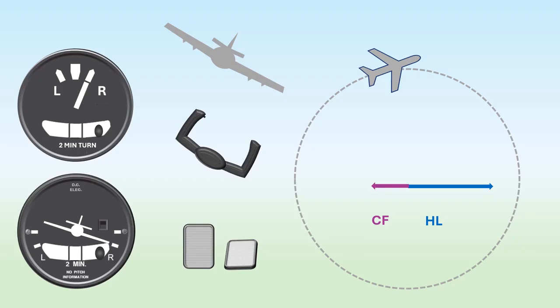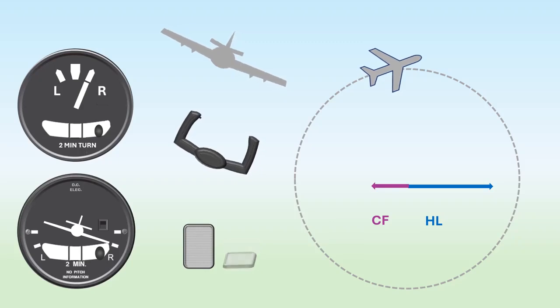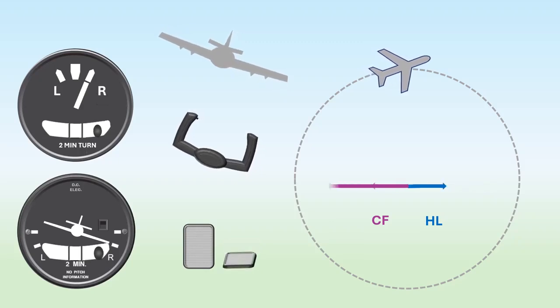As you wrestle with the controls and overcorrect, you'll notice the ball moseying over to the other side. Now the centrifugal force prevails over the horizontal lift. The aircraft's nose starts pointing inward along the flight path. Voila, you are skidding!